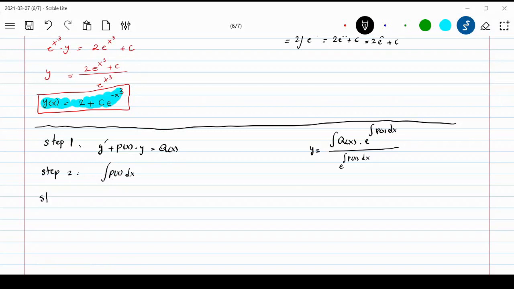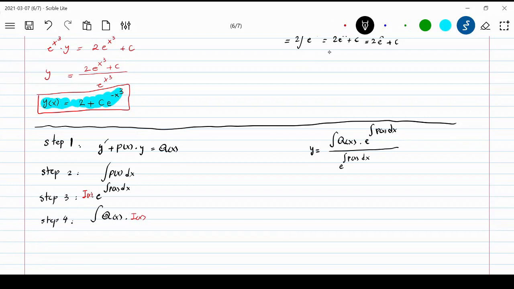Then step 3 would be to find e to the power integral of p(x) dx. Step 4 would be to calculate the integral of q(x) multiplied by whatever we found here. Let me call it i(x). So multiply by i(x) and calculate this integral.